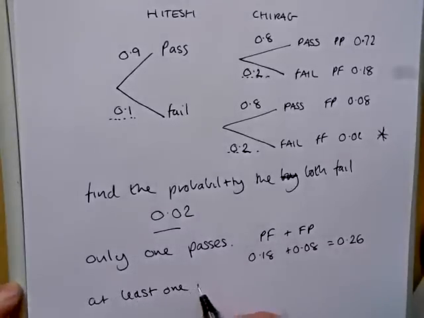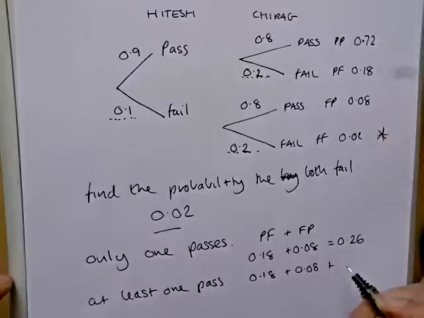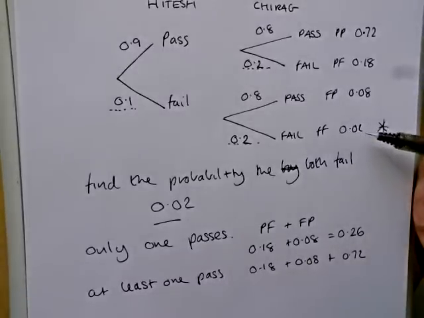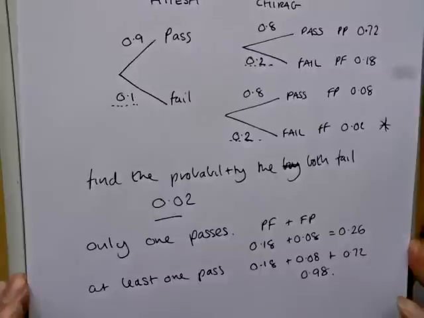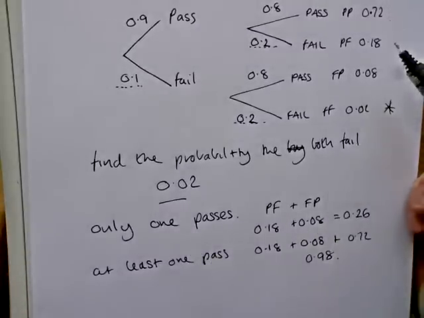That was only one passing, as opposed to at least one passing. At least one pass would include those 2 probabilities, Shirek passing or Hitesh passing, but it can also include both of them passing, 0.72. And you can actually do the at least one passing by doing 1 minus both failing. It's another way of getting the answer more quickly, but it's probably easy to understand this way because you've gone through all the possibilities, and all those possibilities come to 0.98.